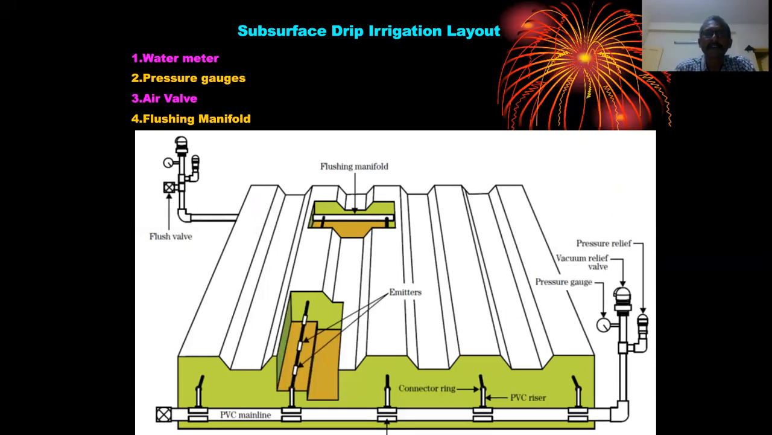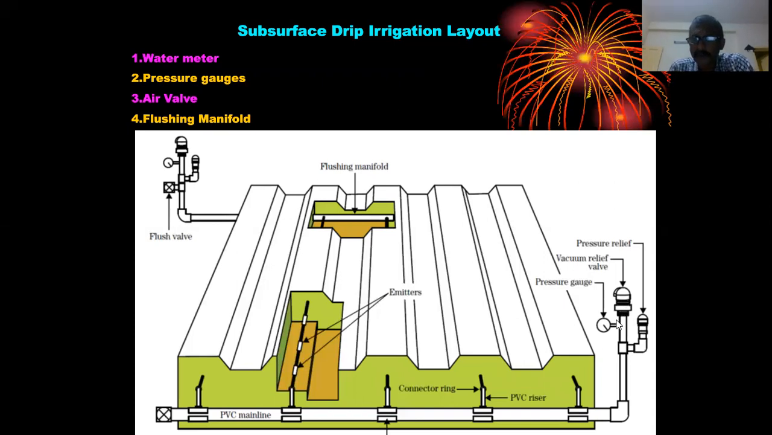This is a typical layout for subsurface drip irrigation. See here, this is a submain, and from the submain the laterals are taken and laid underground. At the end of the laterals, in the case of surface laterals, the end is just bent and closed. But in the case of subsurface laterals, all the laterals are connected by again a PVC pipe, and at the end of the PVC pipe you fit a pressure gauge, and also a pressure relief valve and an air valve.